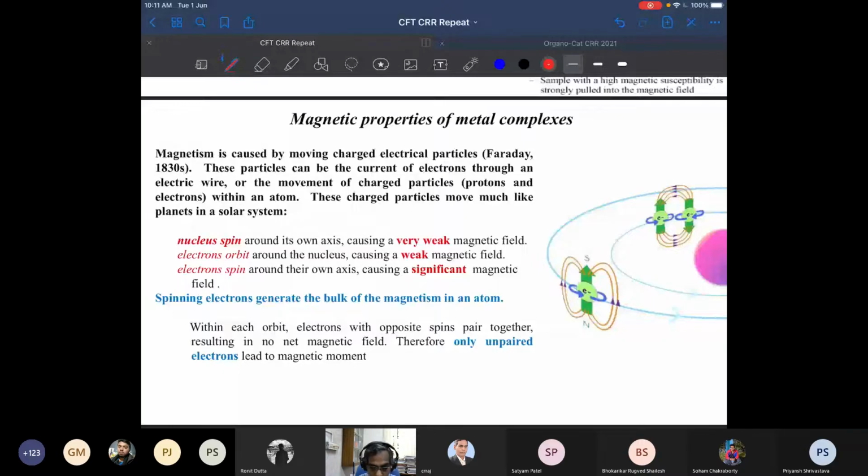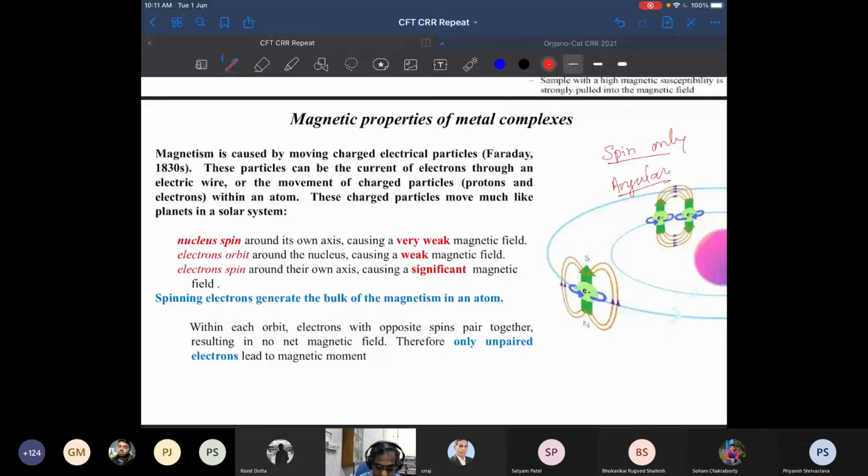Okay. The magnetic properties, as I mentioned in the previous class, have basically two components. One is the spin-only magnetic moment, and another component is the angular one. As I have briefly mentioned, the electron spins on its own axis as well as around the nucleus. As a result, there are two contributions in the total magnetic moment.